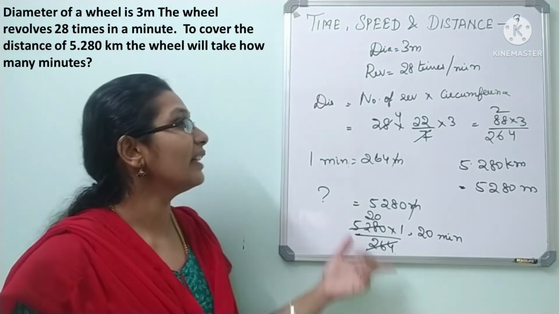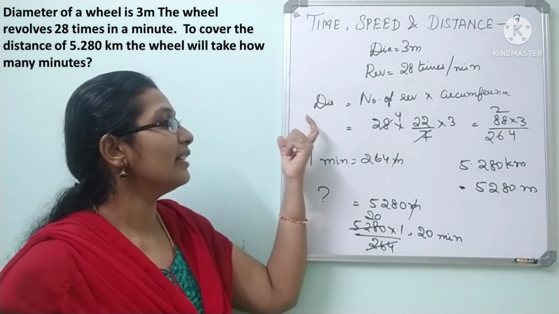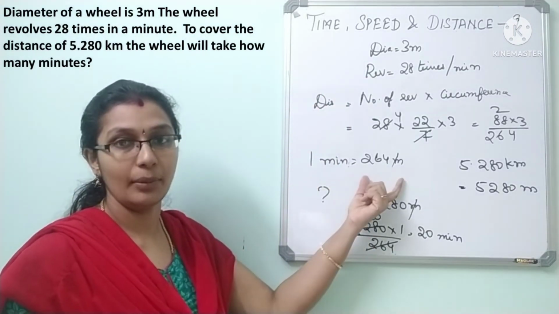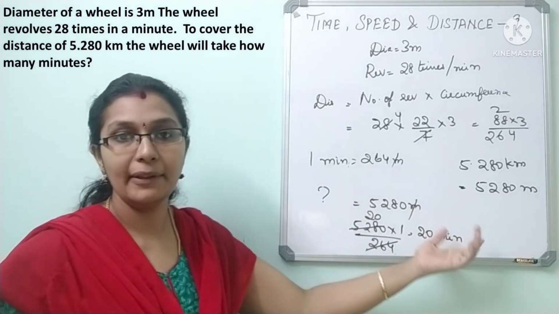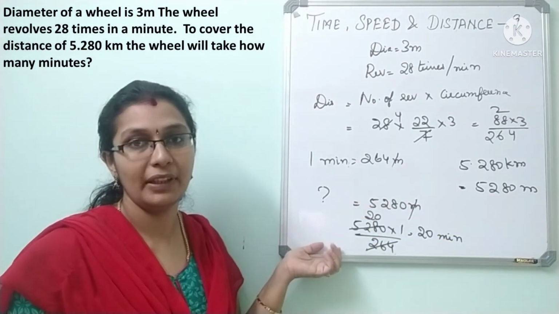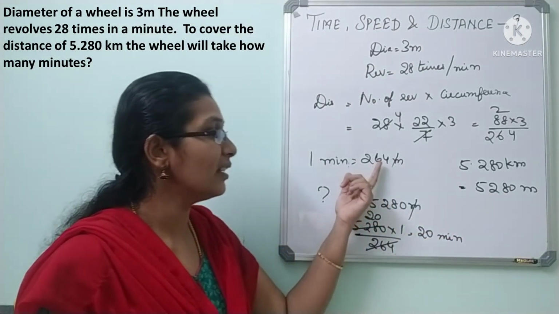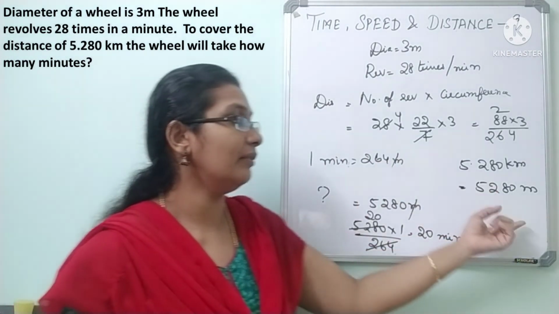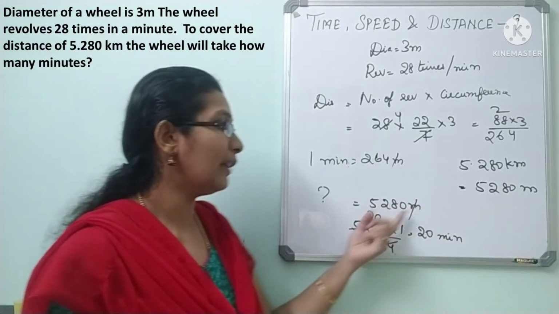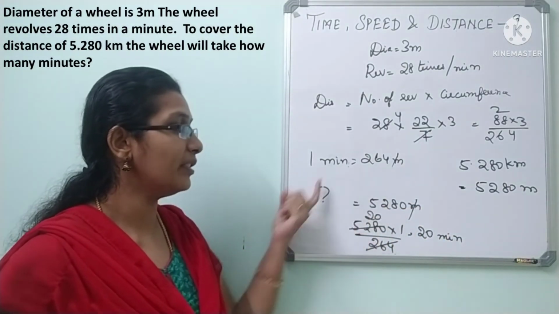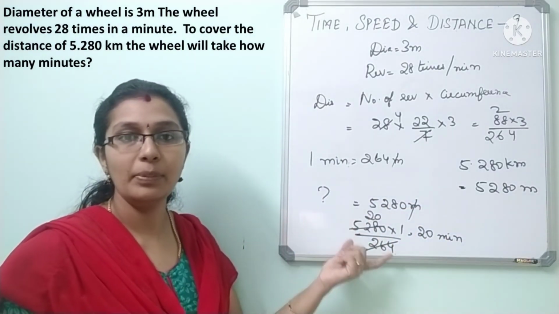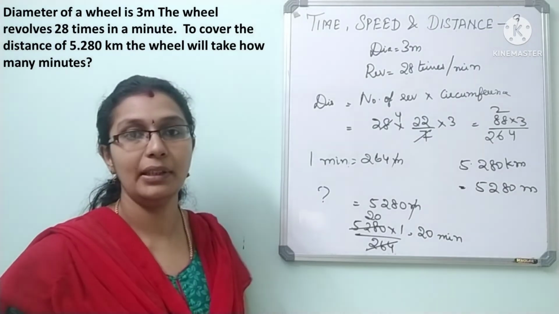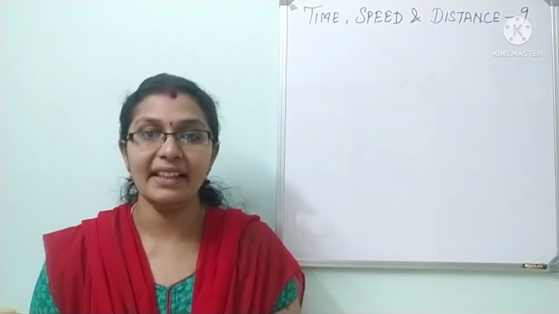Clear? Once again I will tell. Distance covered in 1 minute is nothing but this much. They have given the other distance, we will have to find the time. So first convert everything into a single unit. Since it is in meters, convert this also to meters. So, 5280 meters again. How much time you will have to find? Simply if you cross multiply, you get 20 minutes. Clear? Yes. The last question.